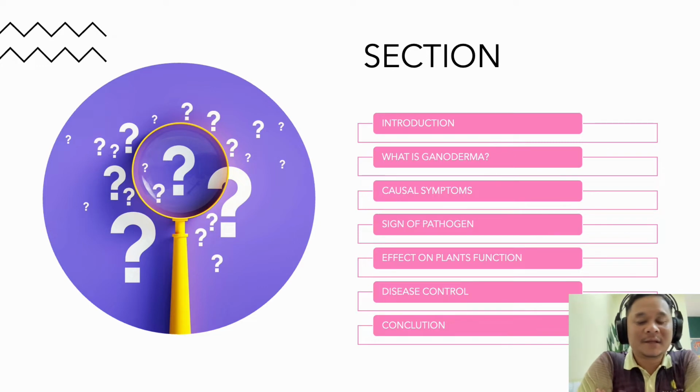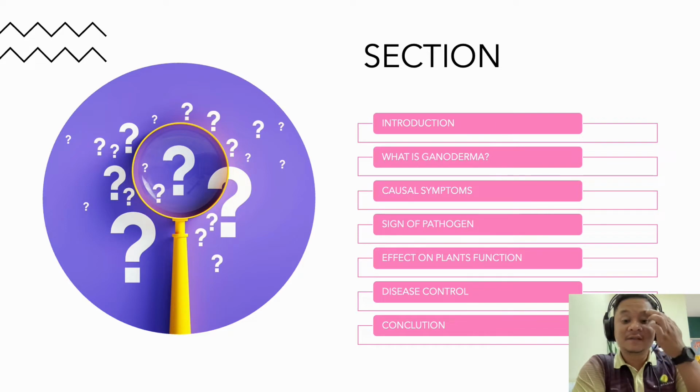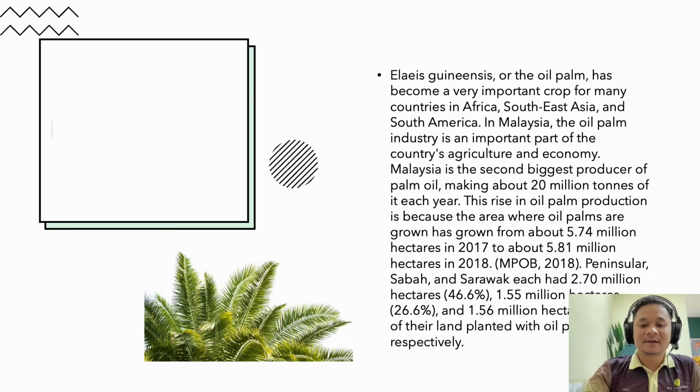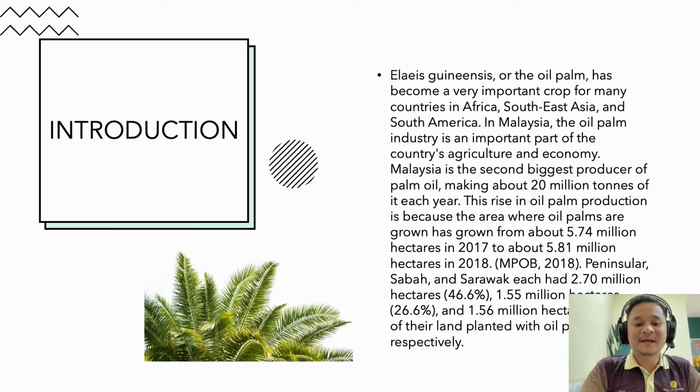The next section that I will present: first, introduction; second, what is Ganoderma; causal symptom, sign of pathogen, effect on plant function, disease control, and the last, the conclusion. 2.7 million hectares.